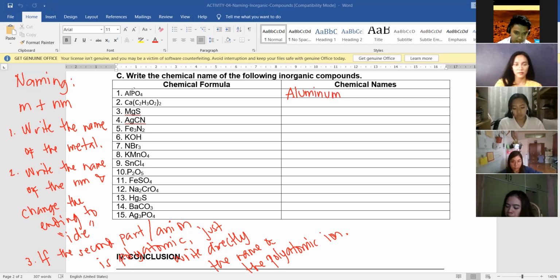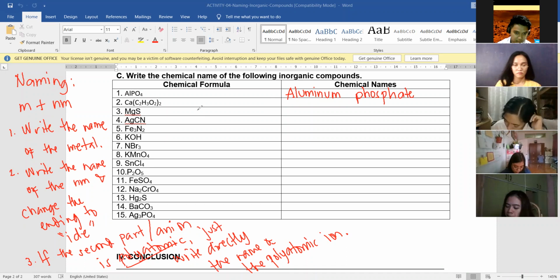Then the next part is PO4. PO4 is a polyatomic ion, right? It is not a single element, so it does not end in IDE. For a polyatomic ion, put the name of the polyatomic ion directly. And in your list, PO4 is phosphate. So write it directly here. The correct answer is aluminum phosphate. That's how you name the chemical if it is metal plus non-metal.